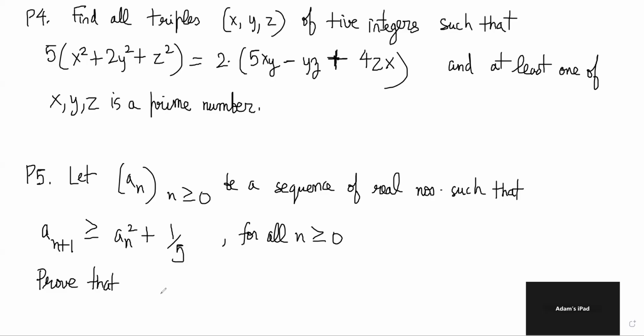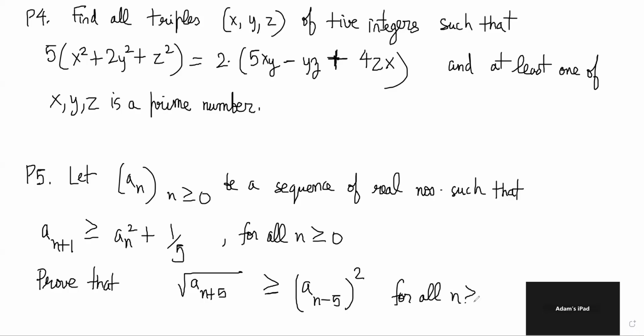square root of a_(n+5) is greater than or equal to a_n minus 5 whole square for all n greater than or equal to 5. This question is US Maths Olympiad 2001. So question number 5, you need to try it. Have you written it down? All of this? Okay.